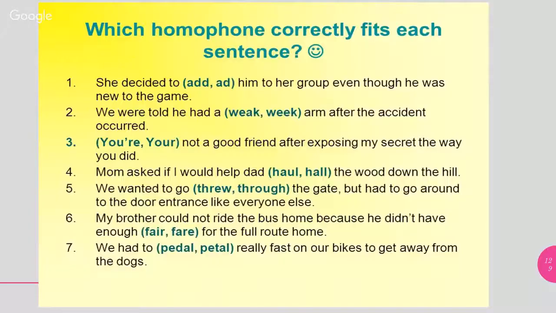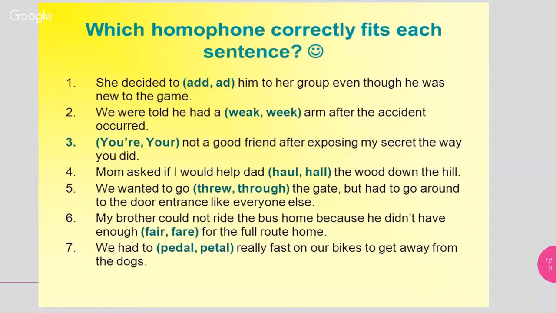Which homophone correctly fits the sentence? She decided to ADD or AD him in her group. Add. We were told he had a weak arm. Weak means no strength, W-E-A-K. W-E-E-K is the week, seven days of the week.